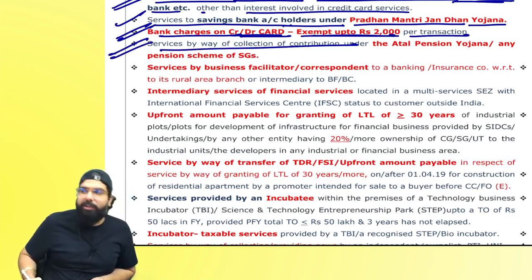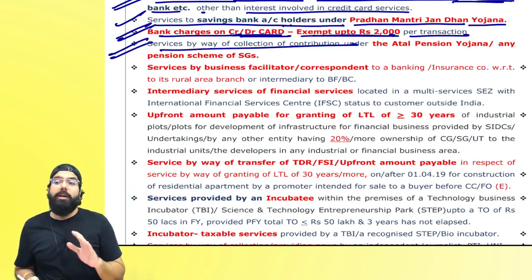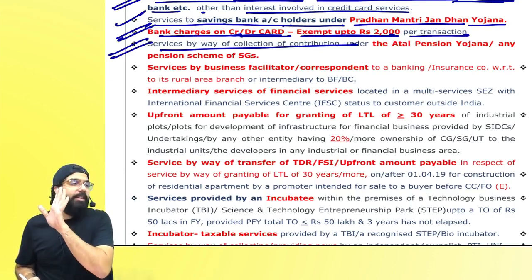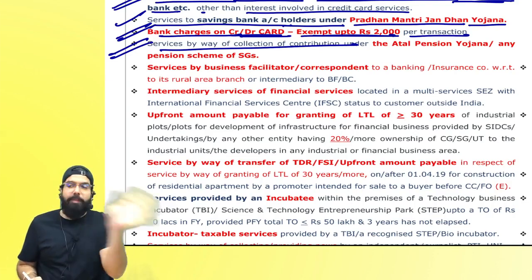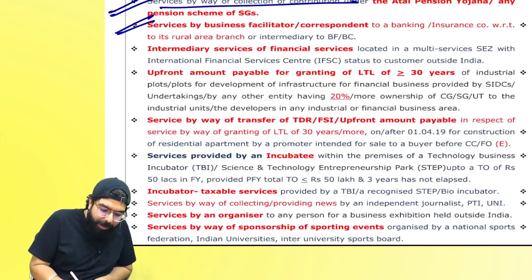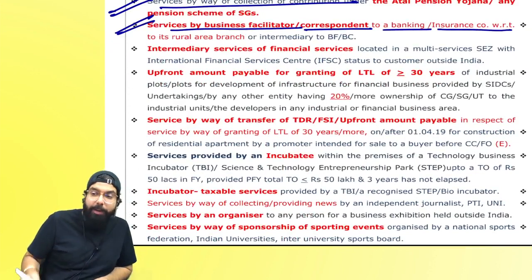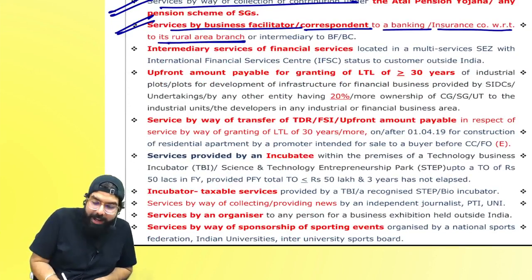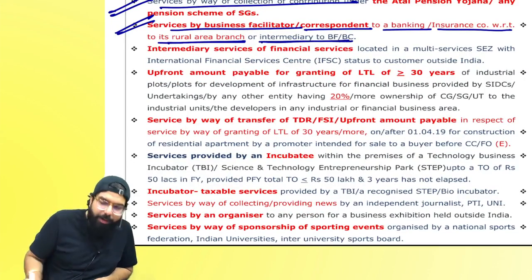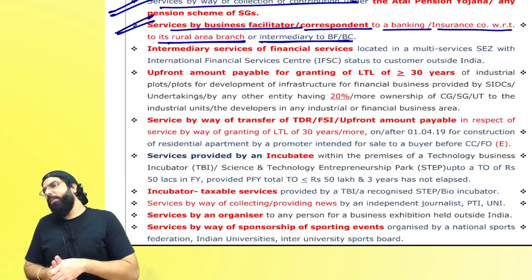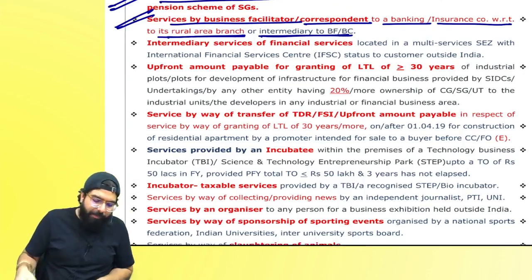Services by way of collection of contribution under the Atal Pension Yojana, whatever service charges are taken for collection, will be exempted. Services by a business facilitator or business correspondent to a banking company or insurance company with respect to a rural area branch, or by an intermediary to a business facilitator or business correspondent, their services are always exempted.